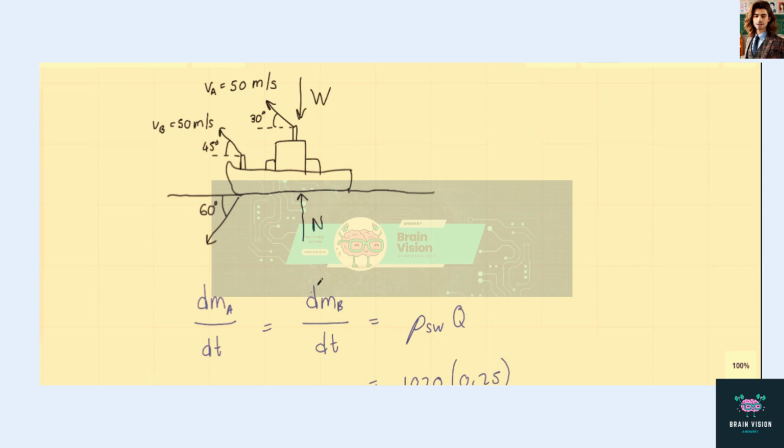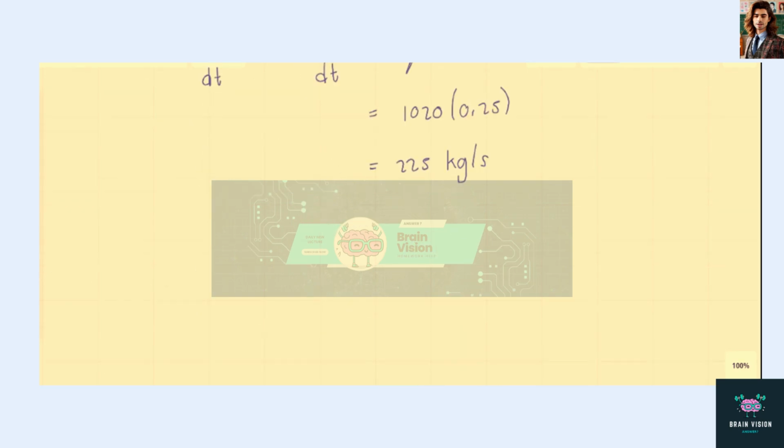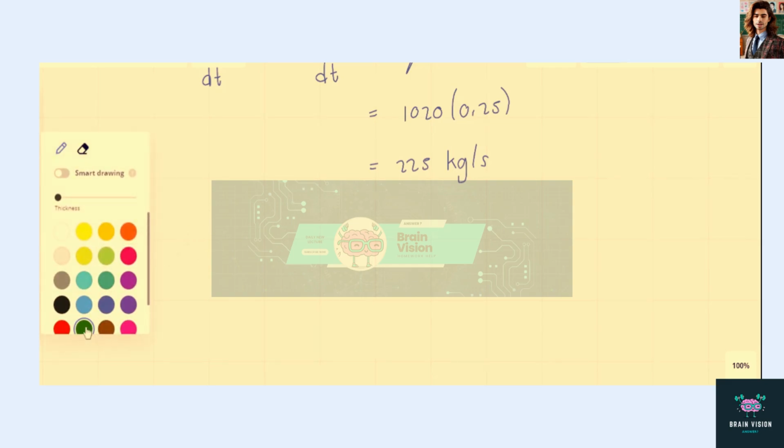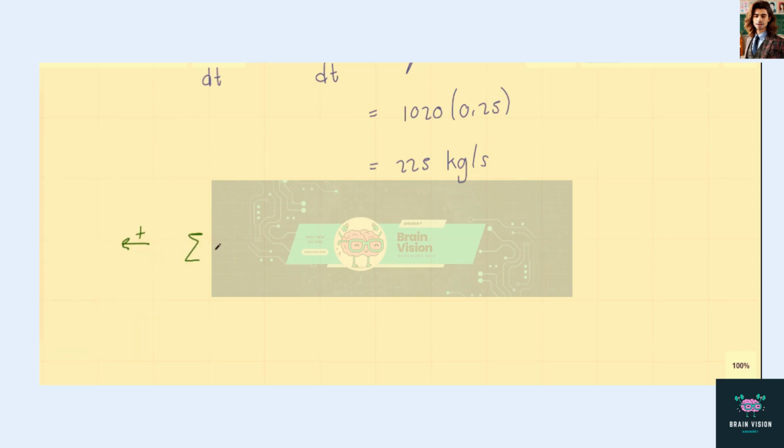Now, since the seawater is collected from the larger reservoir, which is the sea, the velocity of the seawater entering the control volume can be considered zero. And if we refer to the free body diagram, we can write the sum of the forces acting on the boat in the x direction. So we'll firstly take the left direction as positive and calculate the sum of these forces acting in the horizontal direction.